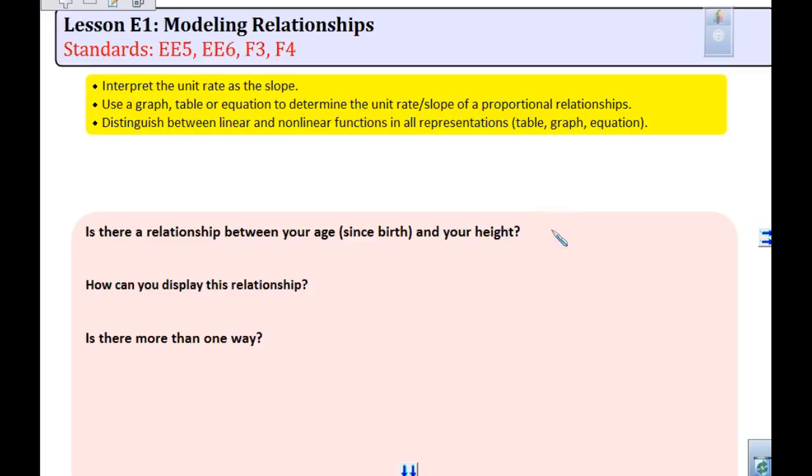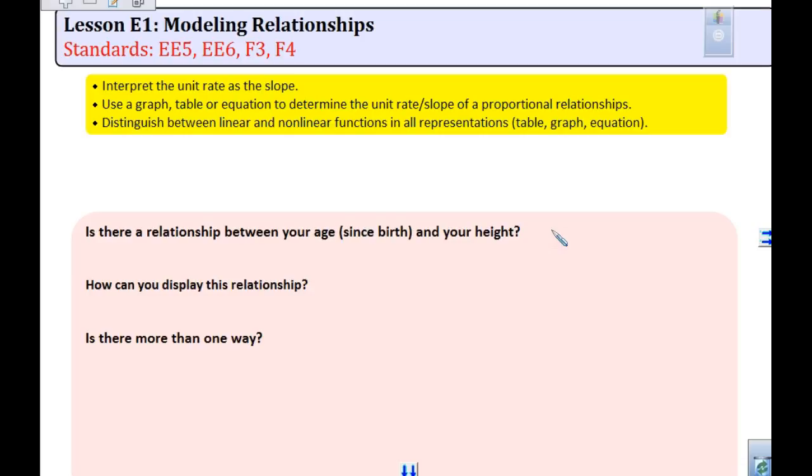So, as we begin lesson E1, we're looking at slope and proportional relationships. Thank you. One of the things that we are going to be working with is modeling different linear and nonlinear relationships, and we're mostly going to be looking at linear. We're going to be using graphs, tables, equations. We're going to be talking about the unit rate, our rate of change, slope, and proportion. So, proportional relationships, we're going to be looking at all those.